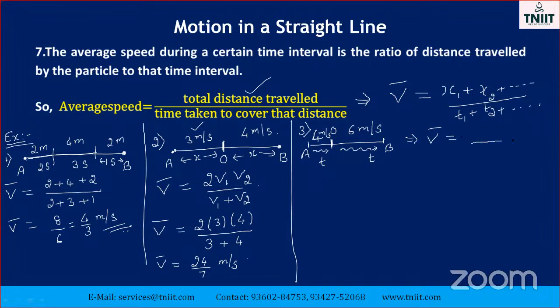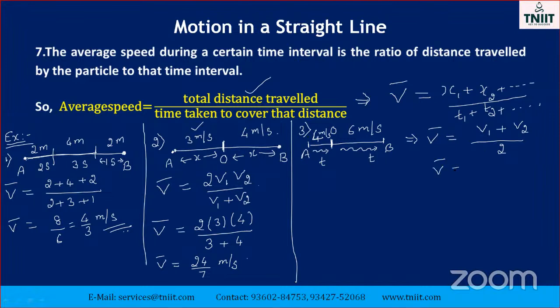Average speed is nothing but, don't go with the total distance by total time, because there is a shortcut for this. For the equal interval of time, how to calculate the average speed? It is V1 plus V2 by 2. Average speed formula for equal intervals of time, that is V1 plus V2 by 2.